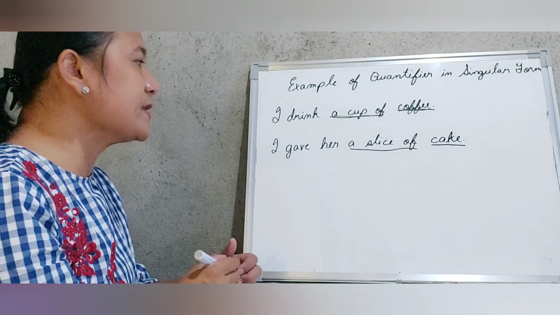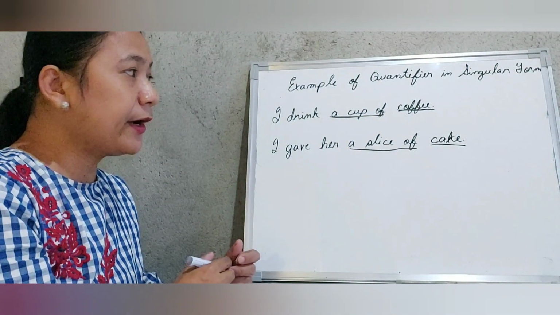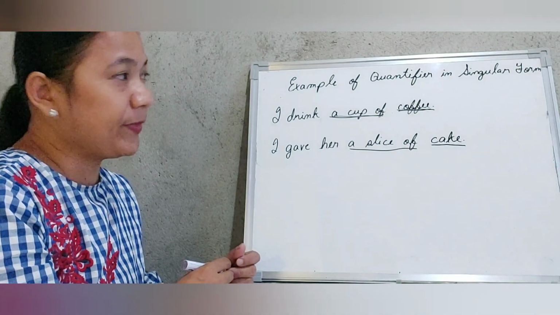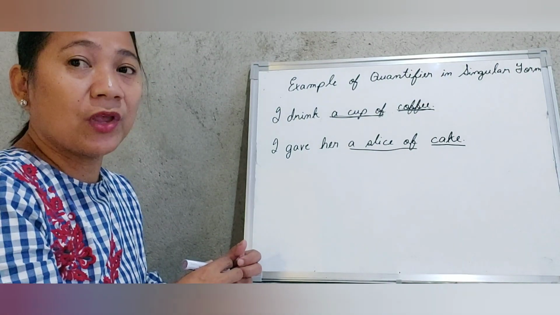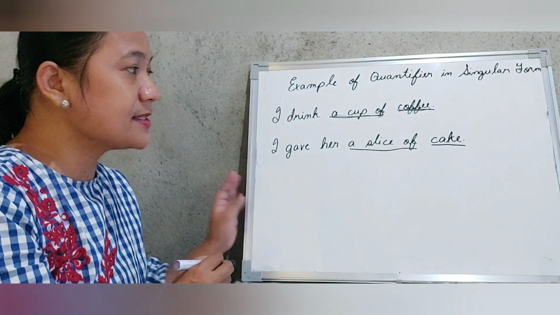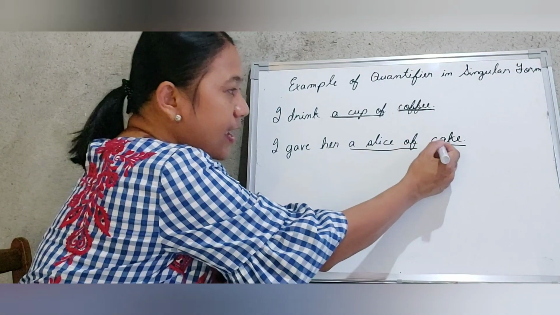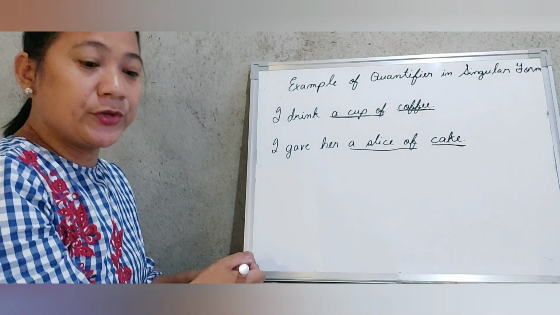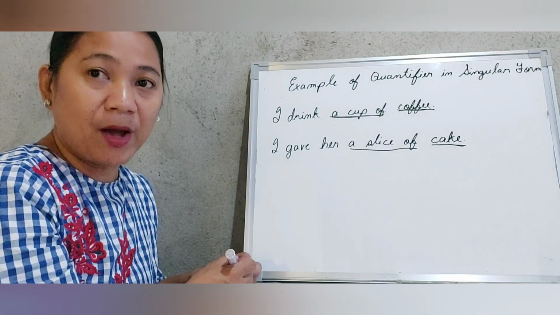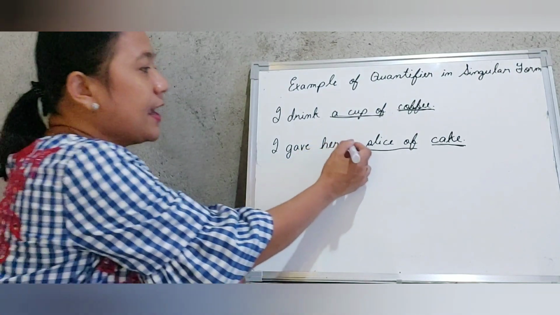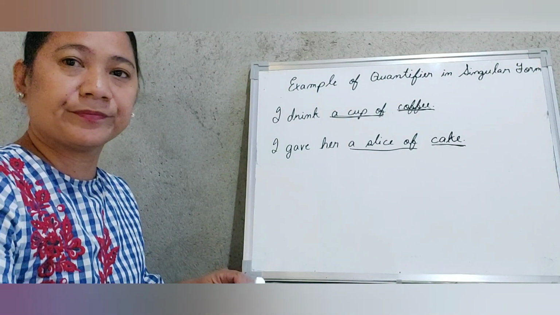And in sentence number 2, I gave her a slice of cake. The mass noun in sentence number 2 is cake. And the quantifier used to measure again the amount of the mass noun is a slice of.